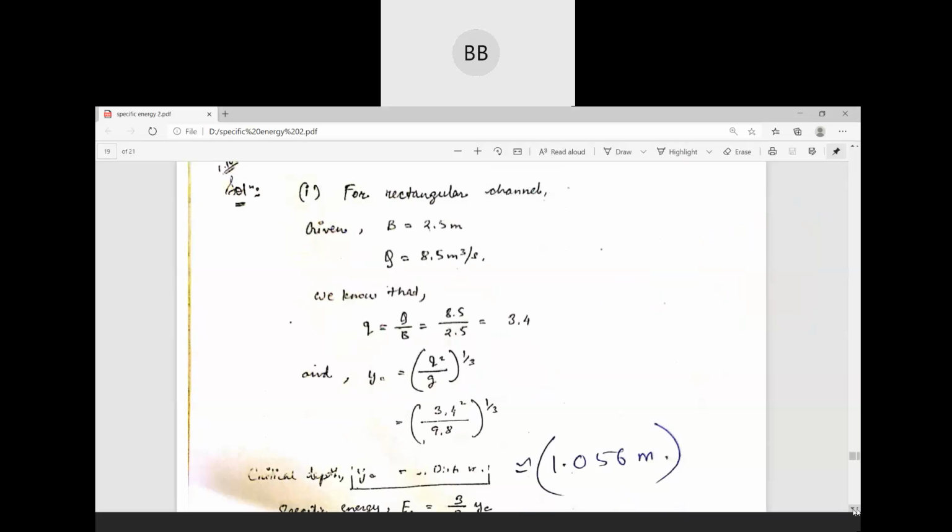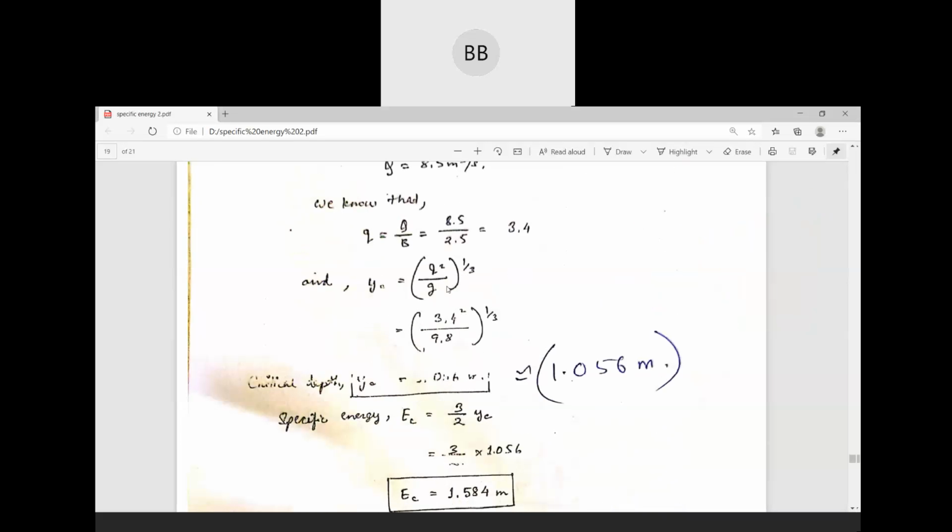YC equals q square divided by g to the power 1 by 3. g is nothing but 9.81. q square you have already calculated, which is q per unit width. Find the YC value; you will get approximately 1 meter. And for the specific energy, we have already derived this equation, EC equal to 3 by 2 YC. So whatever YC value you got, if you multiply it by 3 by 2, you will get the specific energy.